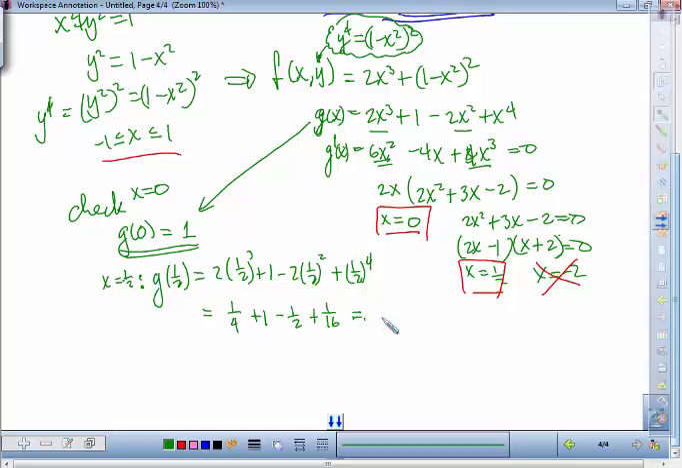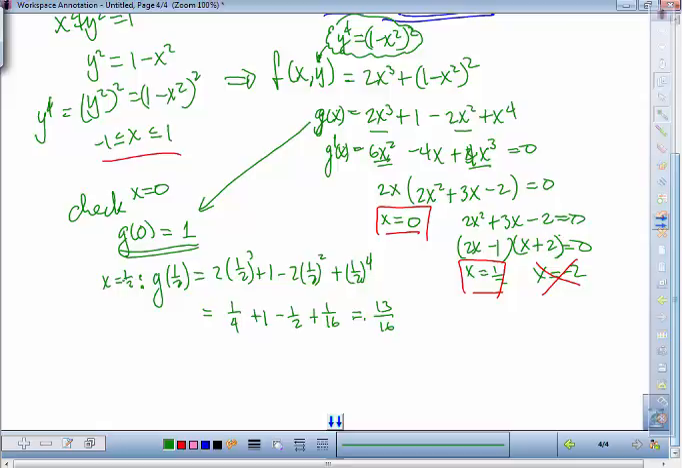Did I do that right? Am I missing something? 8, 9, 4, 9 plus 4. 13 over 16 is what I got. Is that right? So that's between 0 and 1. It's not 0, it's not 1.